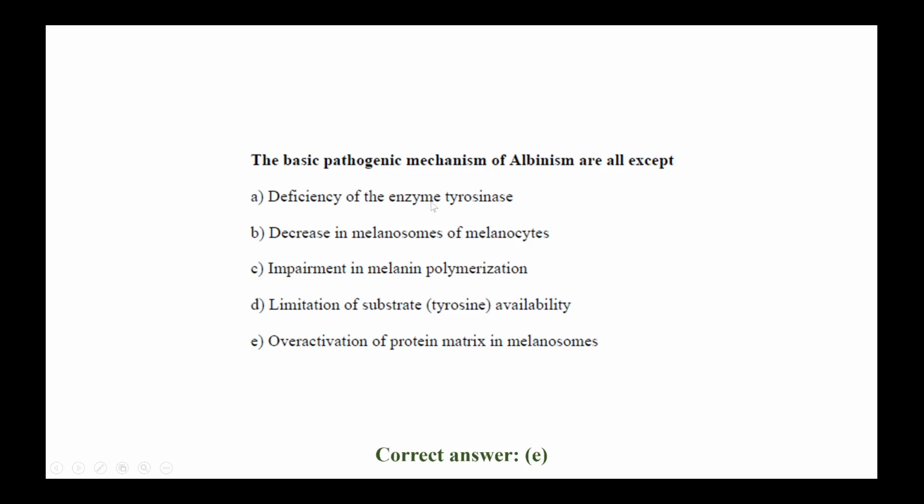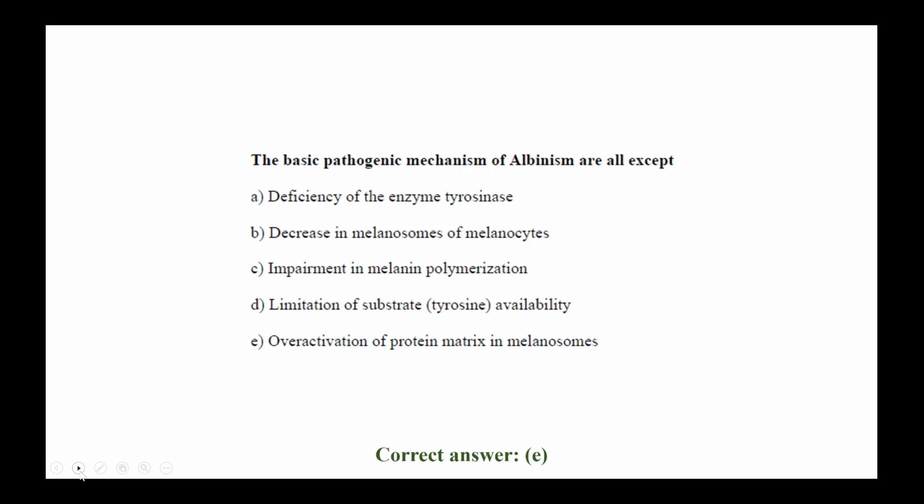So basically, deficiency of the enzyme tyrosinase can lead to albinism because there won't be any melanin formation. Another cause is a decrease in melanosomes. If there are fewer melanosomes, automatically the amount of tyrosinase will be less and melanin would be less.